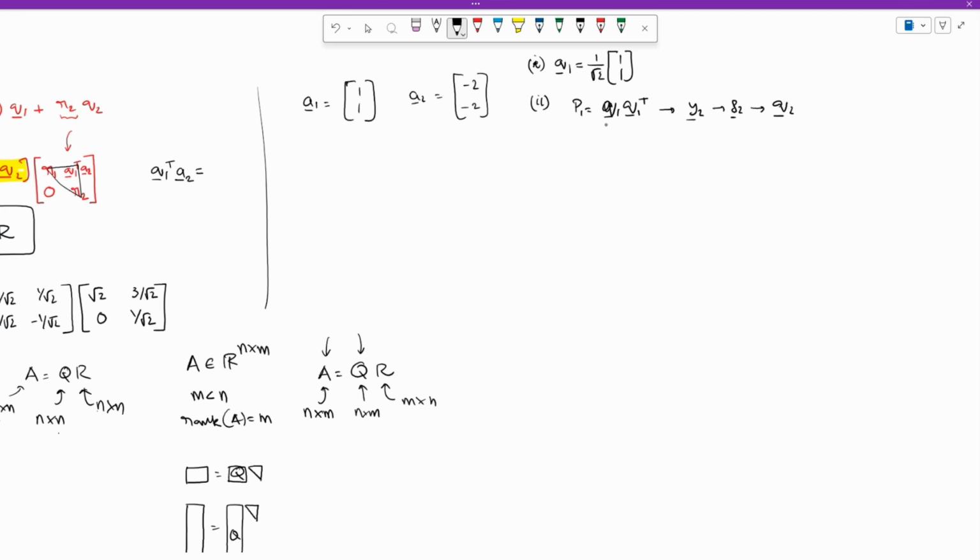P1 is a projection matrix, right? How did you get 1, 1 if you multiply the column vector with the row vector? Here, it will be 1 by 2, 1, 1, 1, 1. This is what you should have got. Okay? That means Y2 will be, what do you get?